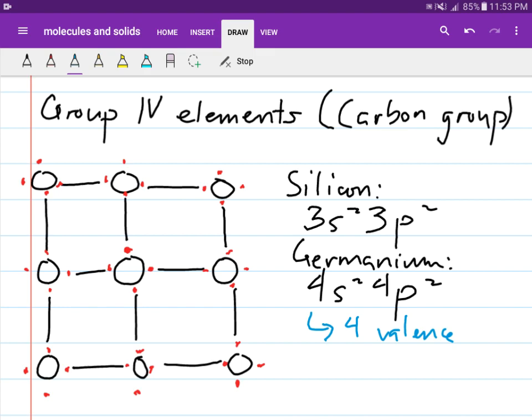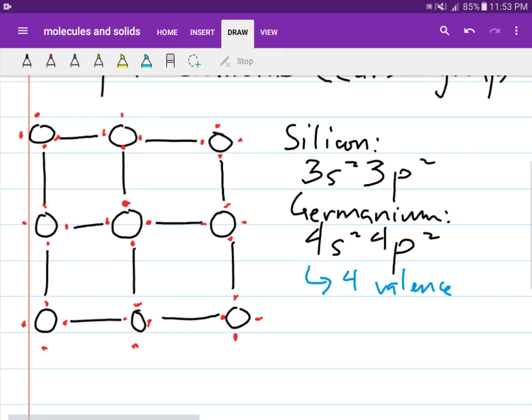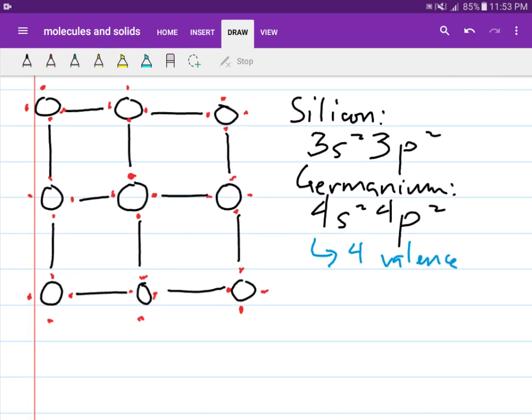These 4 valence electrons participate in covalent bonds with the 4 valence electrons of neighboring atoms. So they form a structure similar to the diamond crystal structure. This has a special property: at very low temperatures, these electrons don't move very much.